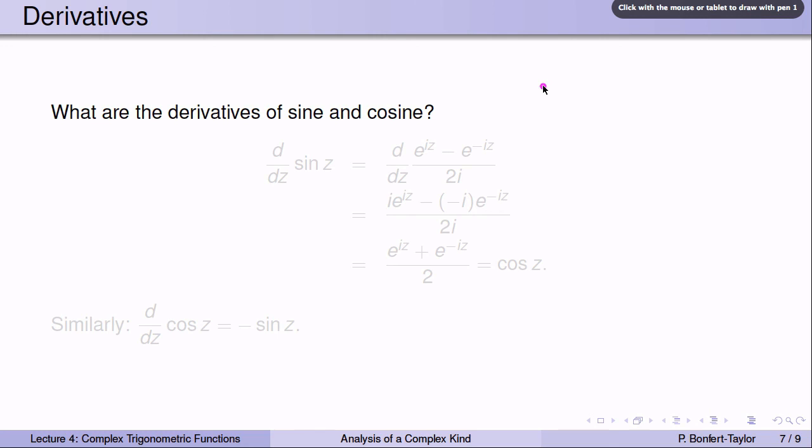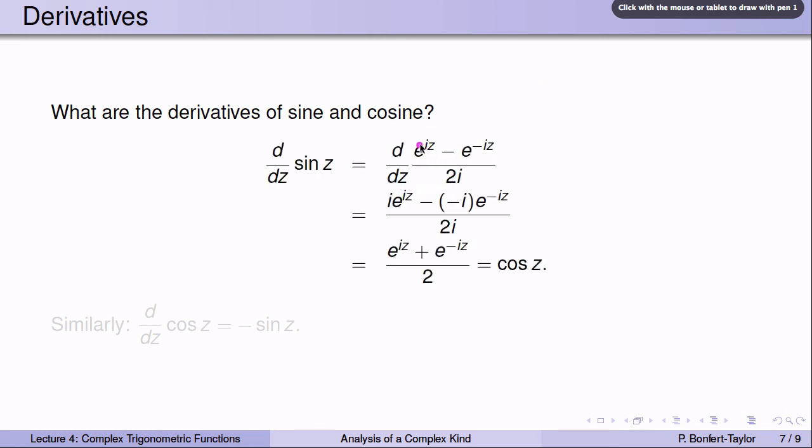What are these derivatives? The derivative of the sine function is simply the derivative of (e to the iz minus e to the minus iz) over 2i. 2i is a constant that we multiply with. It can go to the side. In other words, we only need to take the derivative of the numerator. The numerator consists of two functions, each of which we can differentiate separately. In other words, we need the derivative of e to the iz and the derivative of e to the minus iz.